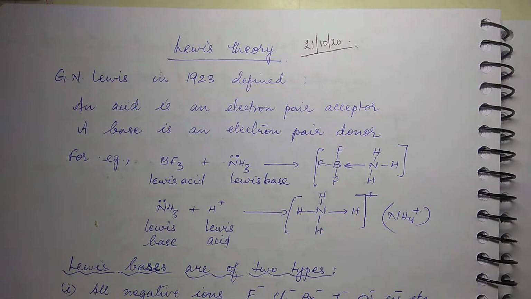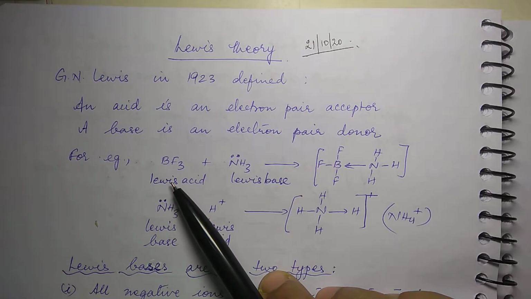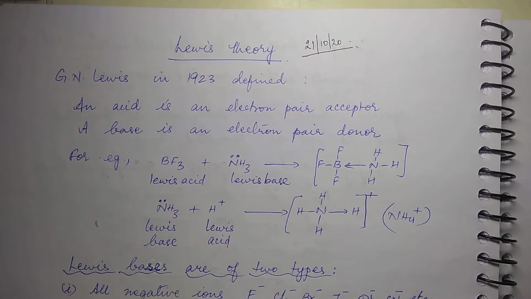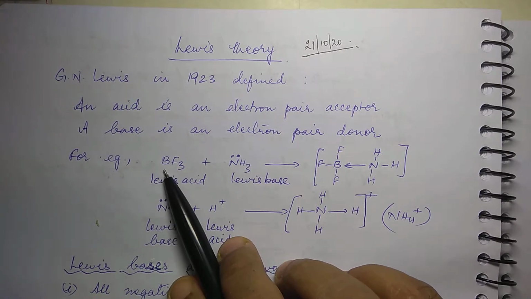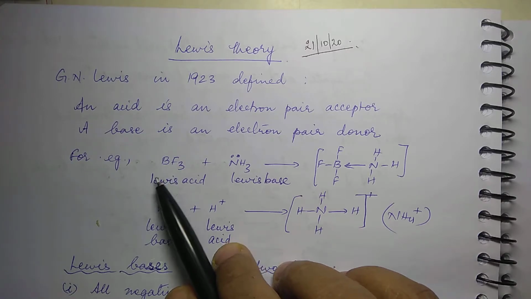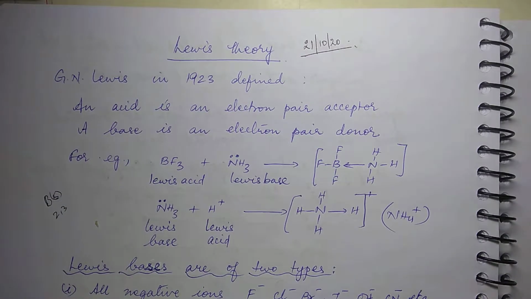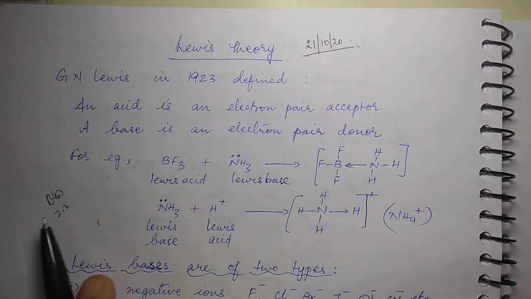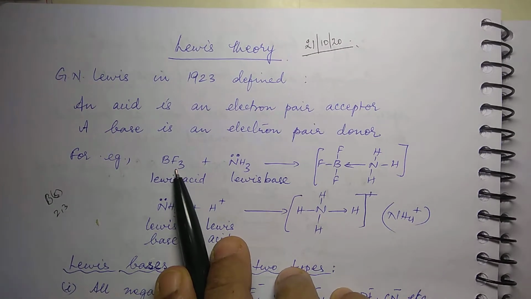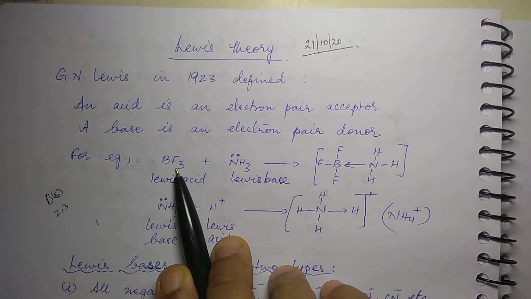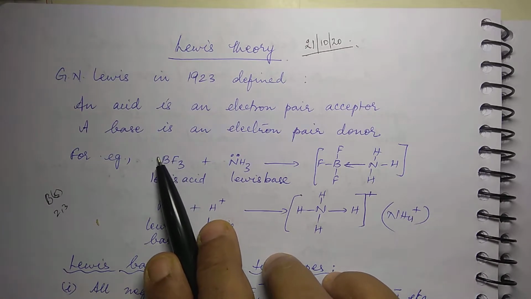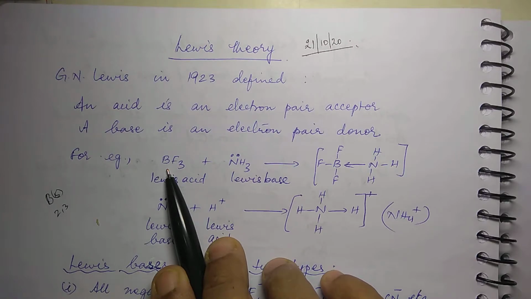Now take the example of BF3. In the fourth chapter, chemical bonding, we have already studied that this BF3 is an electron deficient compound because the central boron is having 3 electrons. Boron's atomic number is 5, so the configuration is 2, 3. So there are 3 electrons in the valence shell and these 3 electrons are shared with the 3 fluorine atoms. So together it makes up 6. Okay, it is not making up 8. So the boron is short of 2 electrons, so it is accepting a pair of electrons.